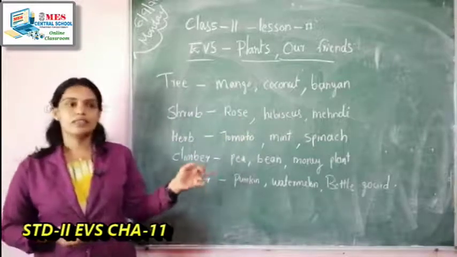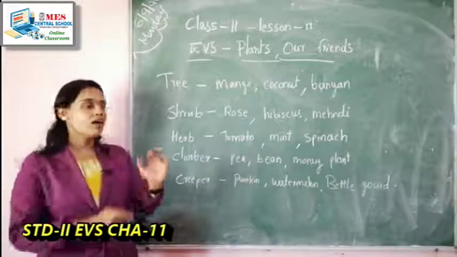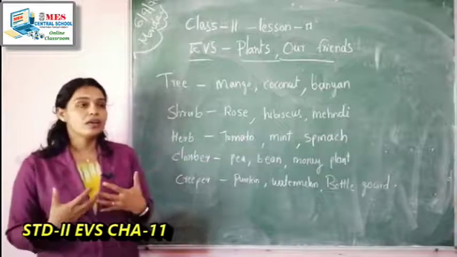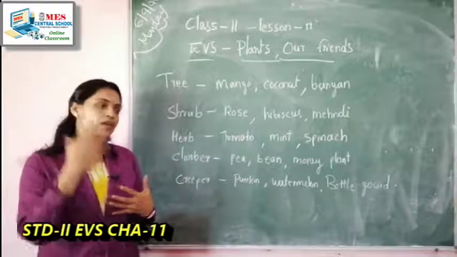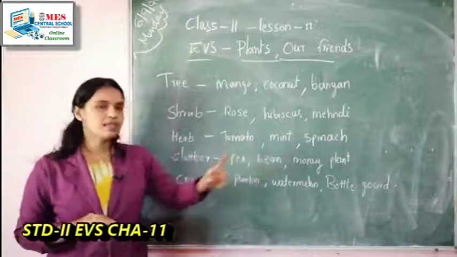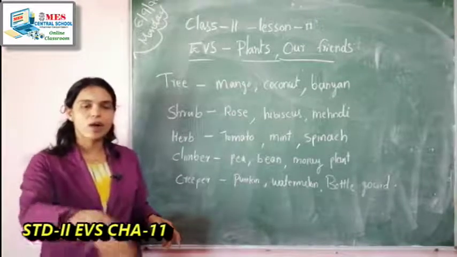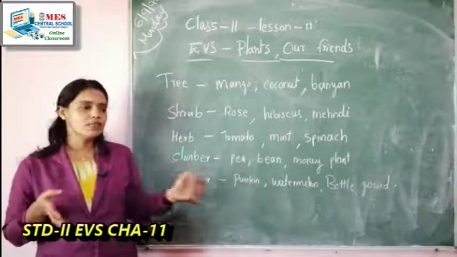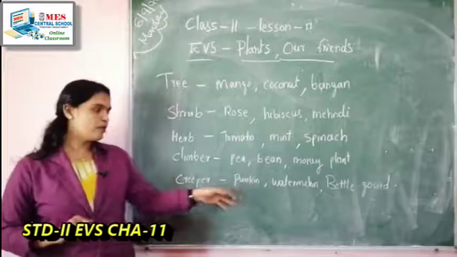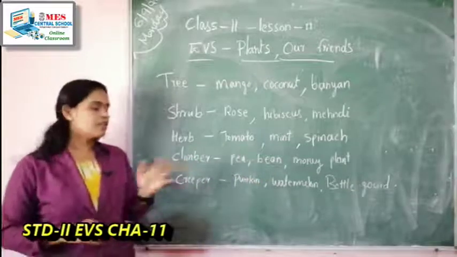Then climber, from the meaning of the word we can understand climbing. These types of plants can't stand alone, they need a support to stand and grow. Pea, bean, money plant are examples. Creeper means creeping on the ground, so these plants grow along the ground. For example, pumpkin, watermelon, bottle gourd are examples for creepers.